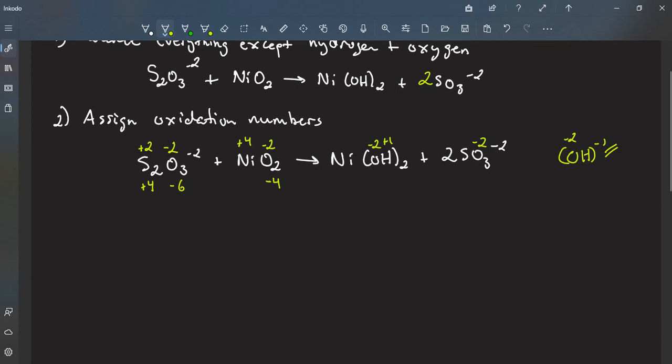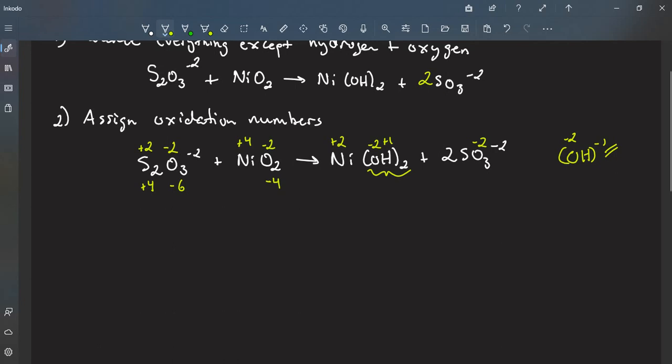To balance out the overall charge, seeing as there is no charge on nickel hydroxide, in nickel 2 hydroxide, it has to be +2. Again, for each hydroxide, we have a -1 charge. So that means all of the hydroxide polyatomics here, each one is -1. Because there are 2 of them, it's -2. So to balance out the charge, nickel has to be +2. So it's nickel 2 hydroxide in this case.